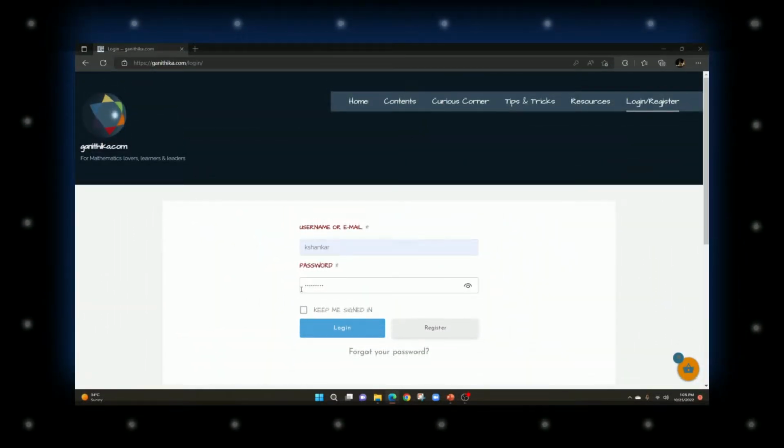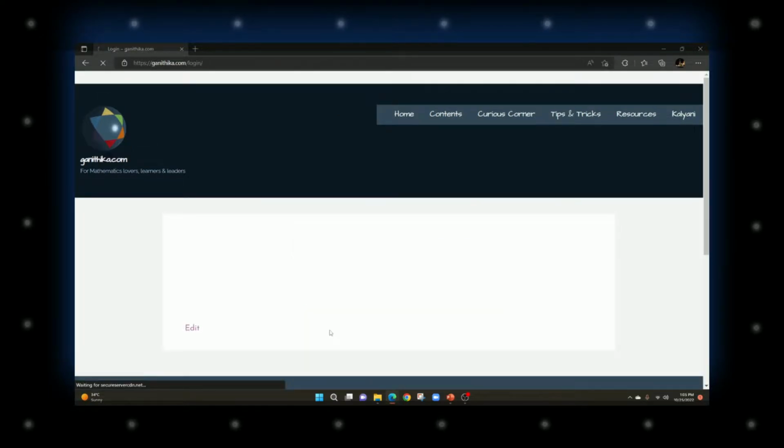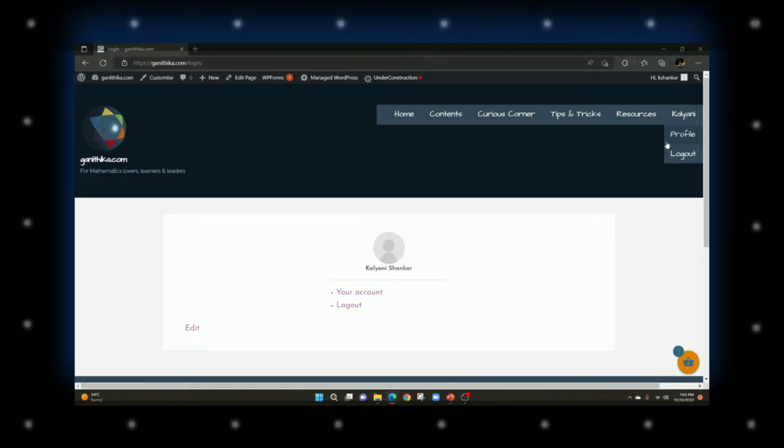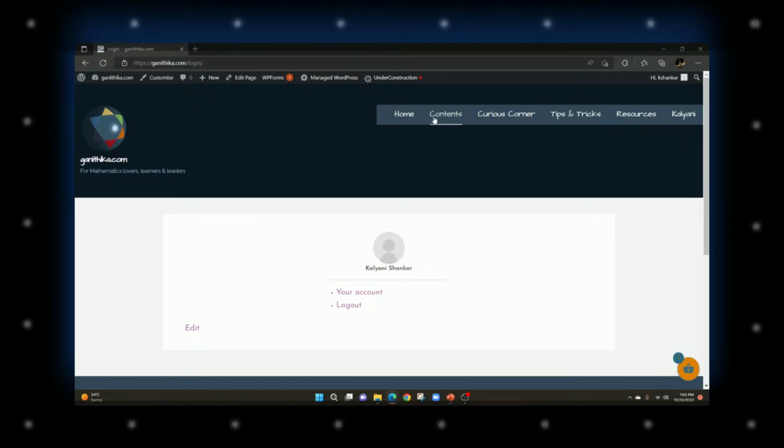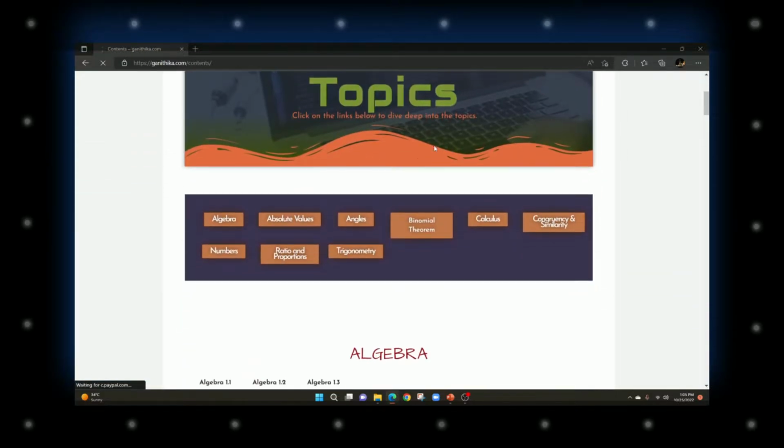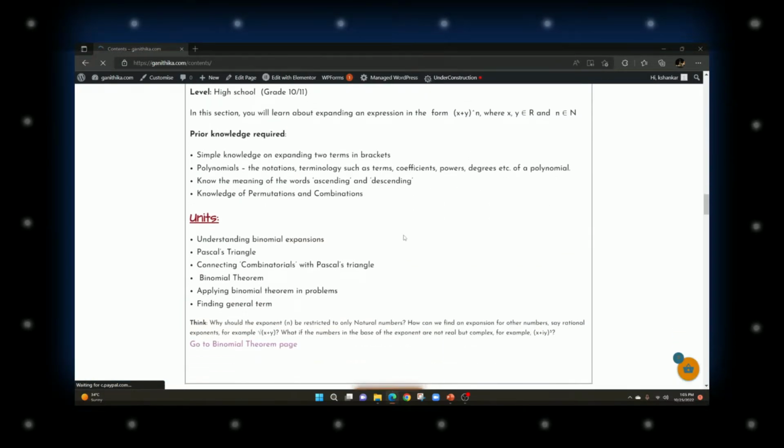Once you have registered, you can get into the login page, and you can type in your email ID or username and type your password. Click on this keep me signed in so that you don't have to do this often. Then log in to the website, and you can see that your name appears here, and you can go to the content page again and then go to binomial theorem and click on this page.